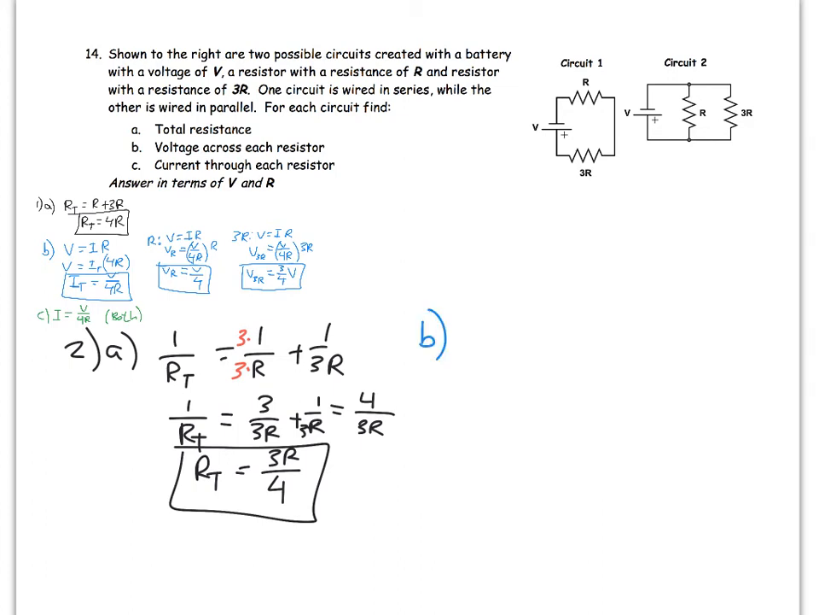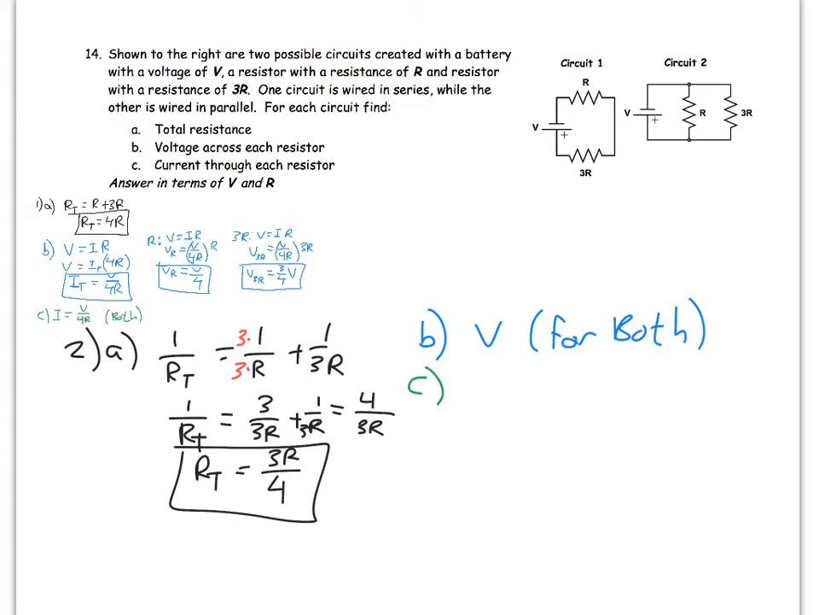The voltage for circuit 2 is going to be very easy. I see that each one of these resistors is in its own loop. So that means the voltage across it must be equal to V. Okay, both of them are going to have a voltage across them of V because they're in parallel.